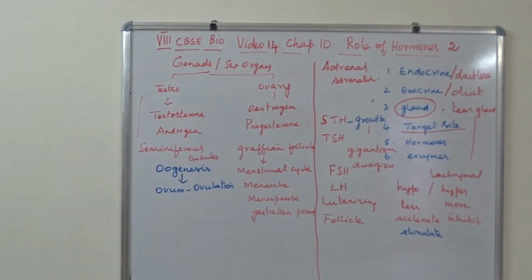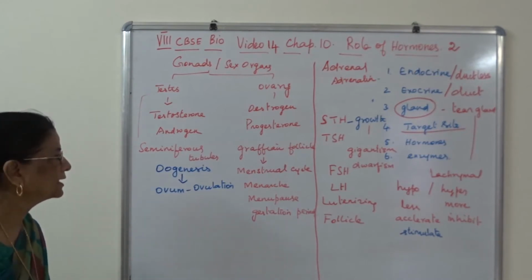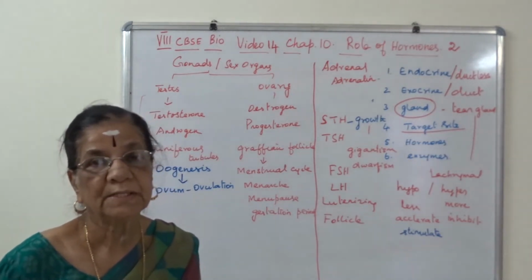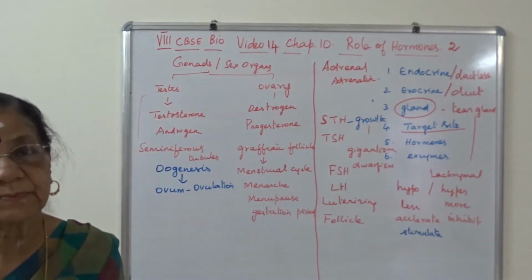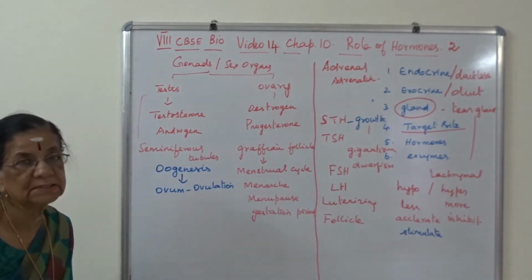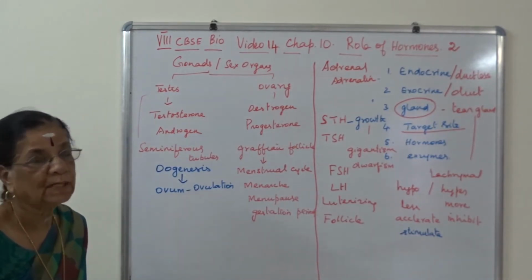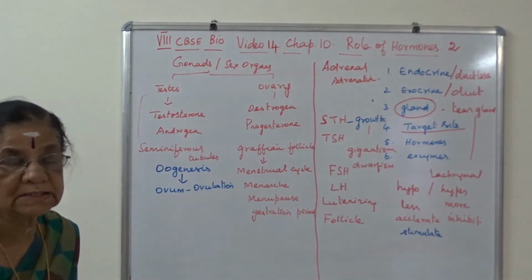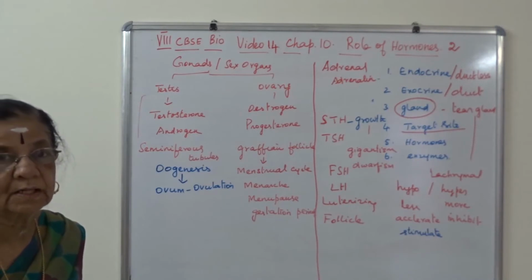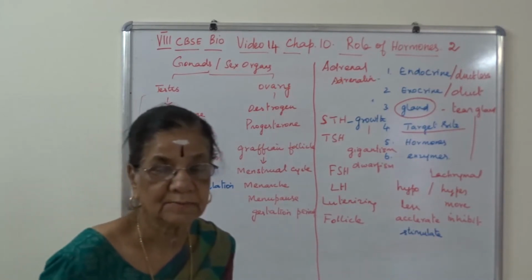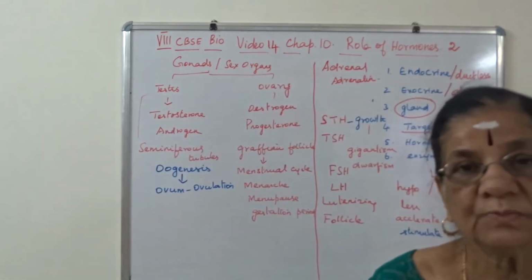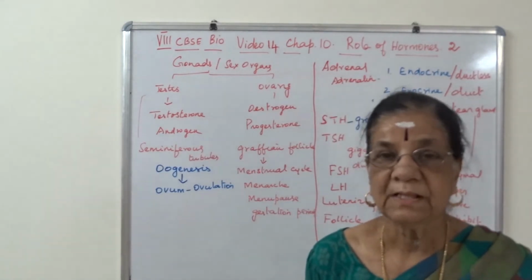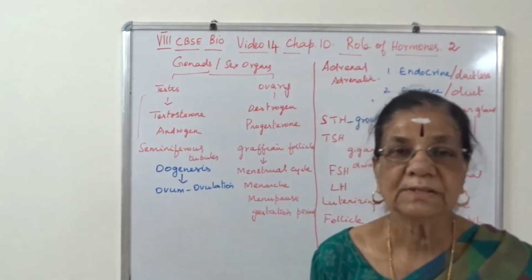Are you clear? And then we say Graafian follicle will undergo changes by the process oogenesis. Right? And that oogenesis will release the ovum, and that release of ovum is ovulation. I hope you understand. And that ovum which is released has to get fertilized.